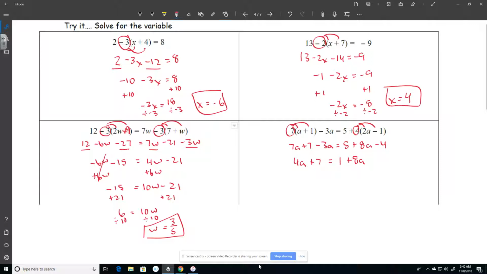Now I want to get all of my a's on the same side. So I'm going to subtract 4a over here and subtract 4a. And this becomes 7 equals 1 plus 4a.